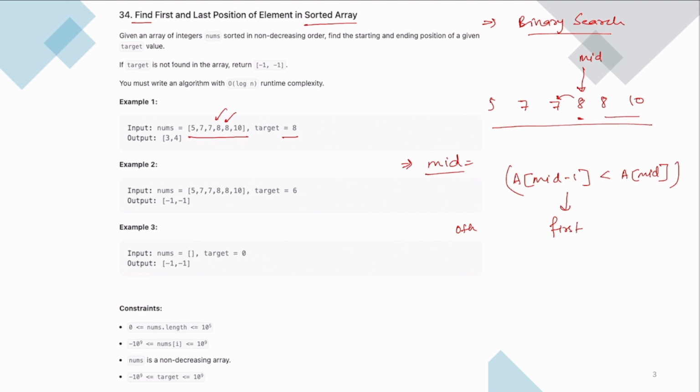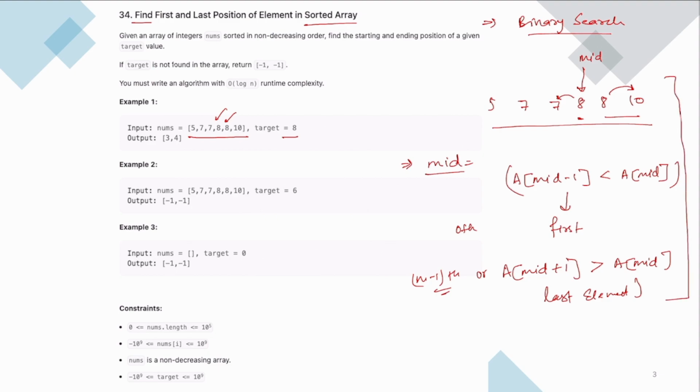And if the right side is bigger, if a of mid is either the last element, that will be the n minus 1th element, or a of mid plus 1 is greater than a of mid, in that case, that is your last occurrence. So in those two cases, you will be getting your answer.